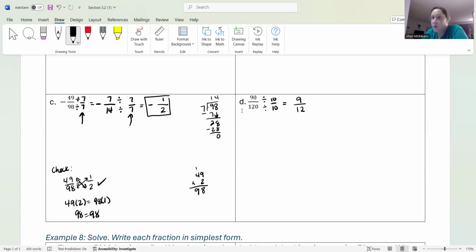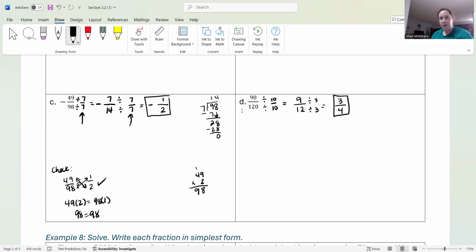Now looking at 9 and 12, unfortunately, they do have a common factor, so we're not done yet. So 9 is not going to go into 12 evenly. So I need to start thinking of what are some factors of 9? Well, 3. Does 3 go into 12? Yes. So I need to divide top and bottom by 3. So 9 divided by 3 is 3. 12 divided by 3 is 4. And there you have it. We get 3/4. So 3/4 is equal to 90 over 120.